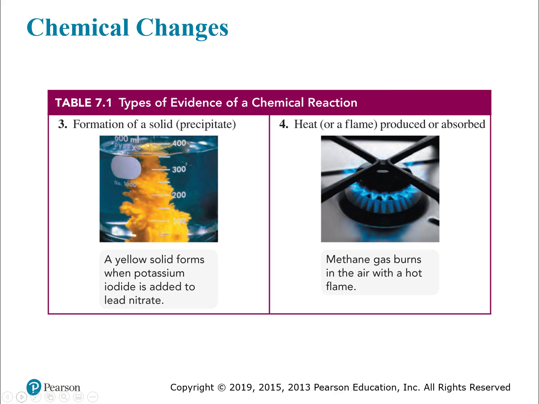The third type of evidence you might see is the formation of a solid. That solid is also called a precipitate. When you mix two solutions together, let's say you have two clear solutions and you mix them, then all of a sudden you have the formation of a solid, which may be a pretty color like this yellow here. That is evidence of a chemical reaction.